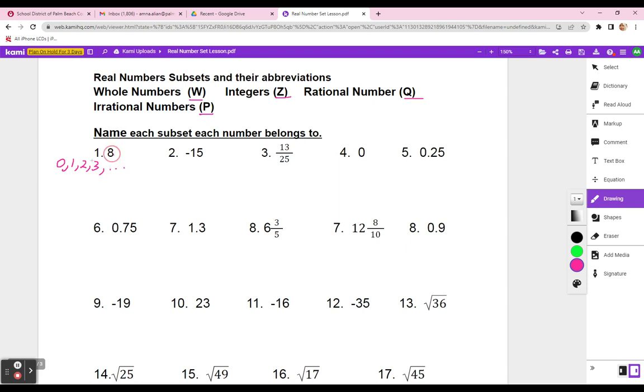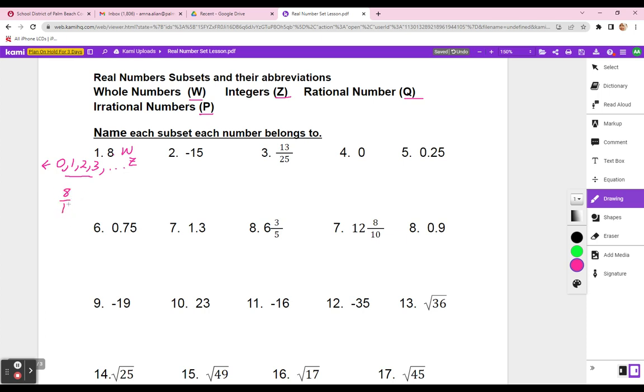So 8, it belongs to this set, so it is a whole number. It's also an integer because remember, integers are the whole numbers and their opposites. Okay, so it is also an integer. Is it rational? Well, you can take the number 8 and turn it into a fraction.